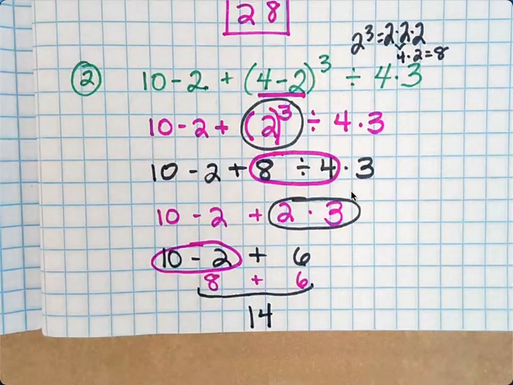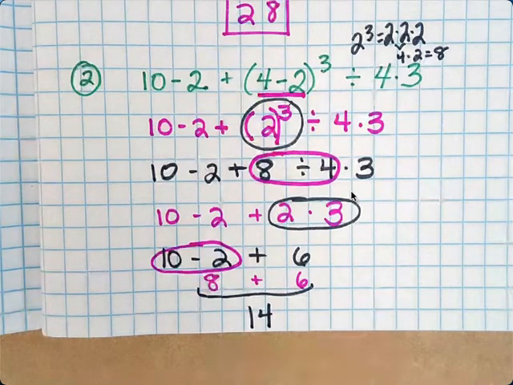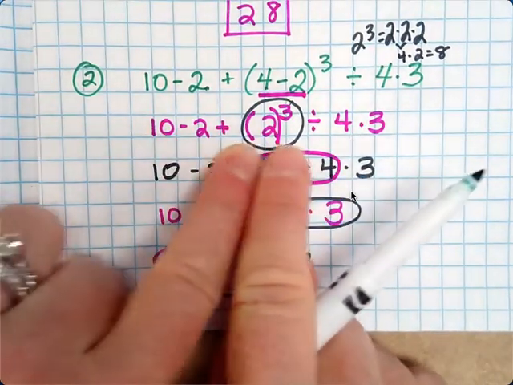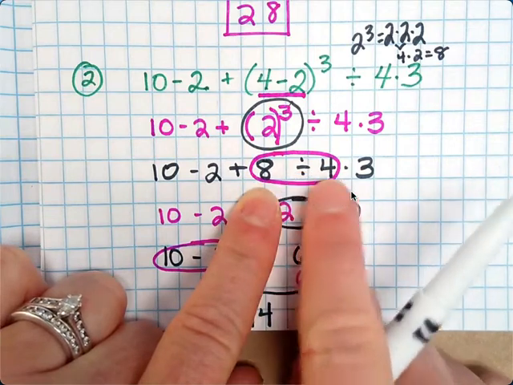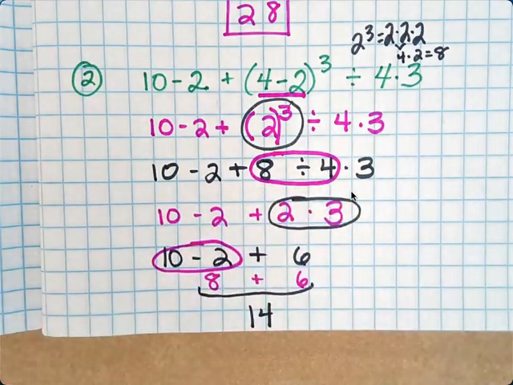So the best approach for this is to take it step by step, follow your order of operations, and just try your best not to make silly mistakes like subtracting these or multiplying these before you divide. That is one thing that a lot of people want to do. They want to multiply before divide, but you have to remember it goes from left to right.